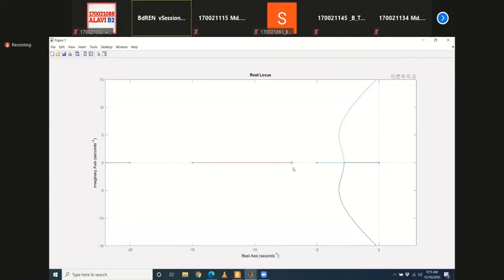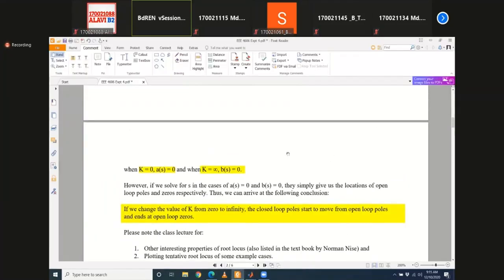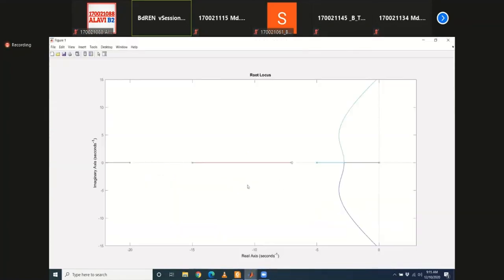Now, there are a few rules for drawing the root locus diagram. The first one you already know. The first rule is that the closed loop poles start to move from the open loop poles and end up at the open loop zero. So this is the first rule. In every case, you'll see that one pole will move to a zero. Now you may ask, there are 4 poles and 1 zero. So how is that possible, right?